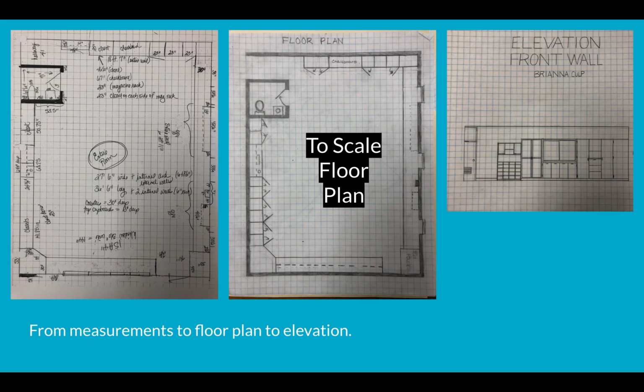So here is the progression from taking measurements of a room, drawing it to scale as a floor plan, and then drawing an elevation of one of the walls. And so you can see all the different measurements that were taken here and just roughly drawn out on graph paper. And then you can see it was converted to be drawn to scale, including the thickness of the walls and symbols like we have here for the toilet. And then an elevation was drawn. And so these two drawings are to scale.